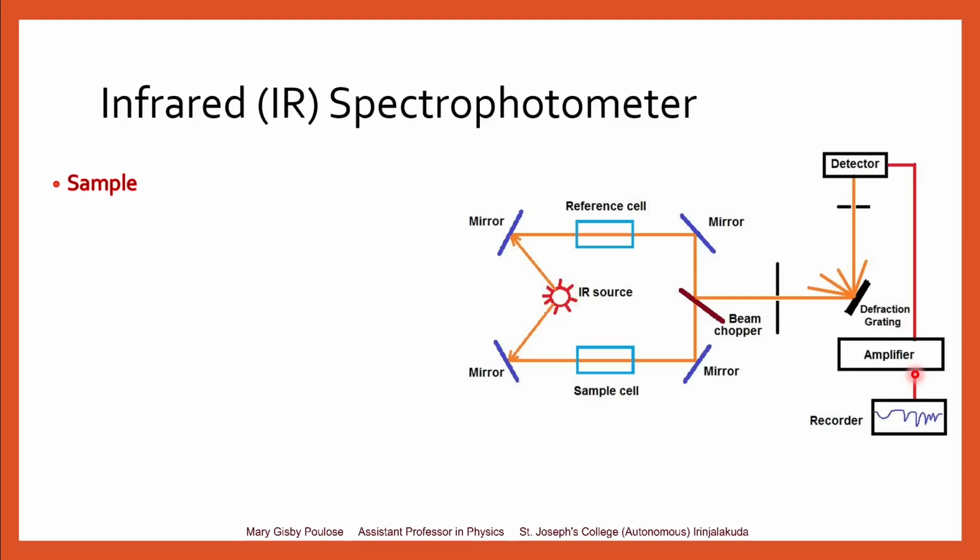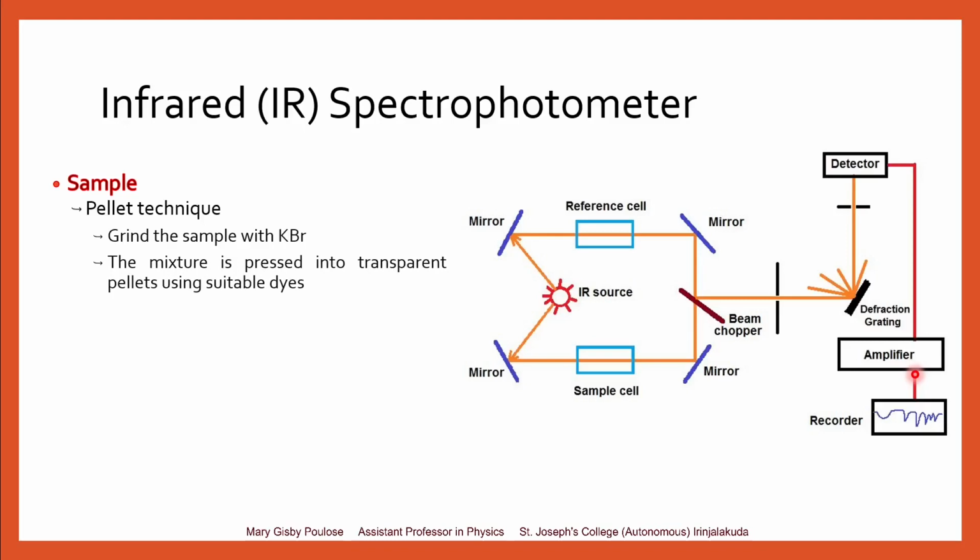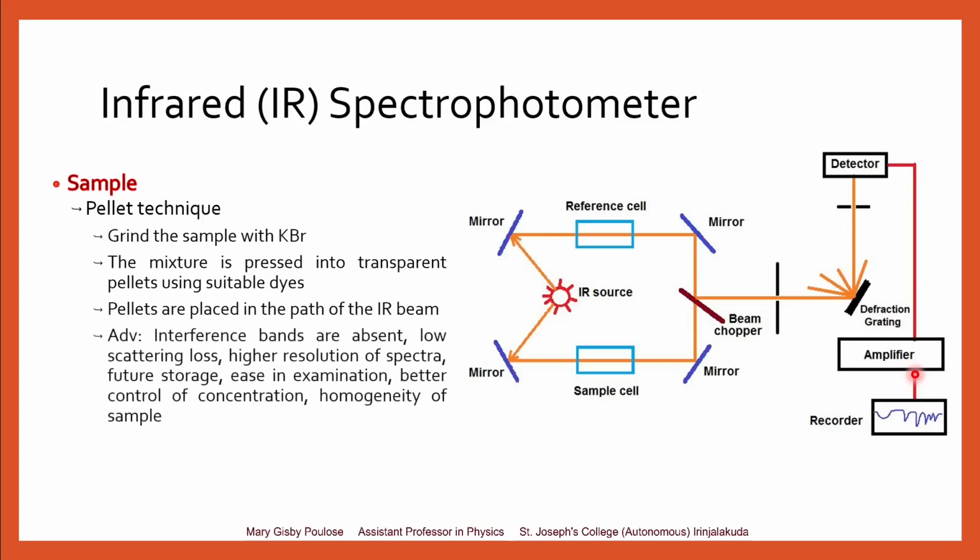Now the next technique of taking the sample is the pellet technique. Here, the sample is ground into a fine powder with potassium bromide. Then this mixture is pressed into transparent pellets using suitable dies. Pellets are placed in the path of the source infrared beam.